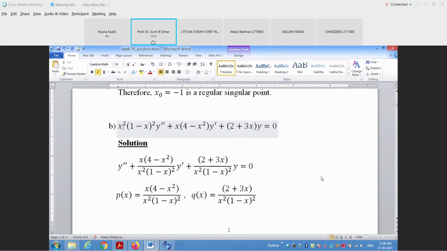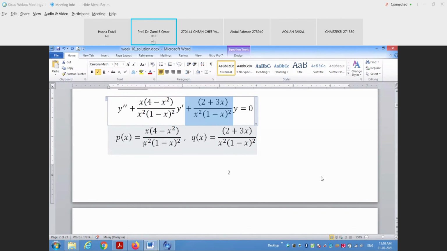For B, again, we want to find a singular point, so we have to eliminate this x squared times 1 minus x squared. We want to eliminate these terms, so we divide all terms by x squared times 1 minus x squared. So we get these terms. This will be your p(x), and this will be your q(x), small p(x), small q(x).